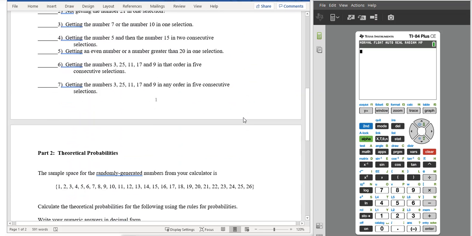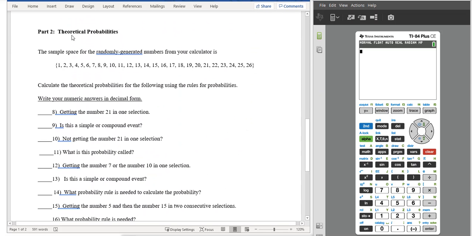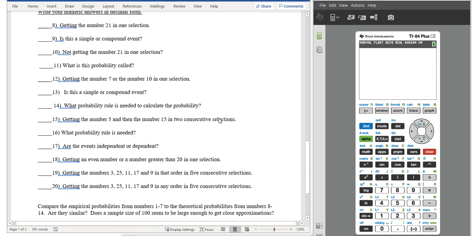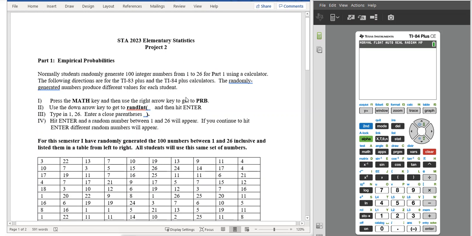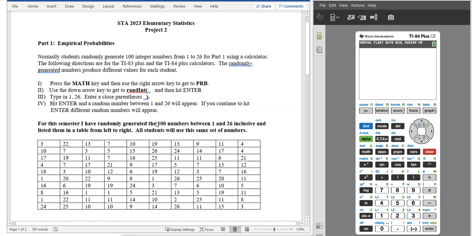Then in part two, the theoretical probabilities, we're going to answer those same questions and a few more based off of the theoretical sample space that would exist. Then we're going to find out: are those answers close? Are they very close? We'll see what we come up with. Again, this is just a helpful video, so I'm not going to tell you all the answers, but I'm going to talk about how you can go through and get those answers.